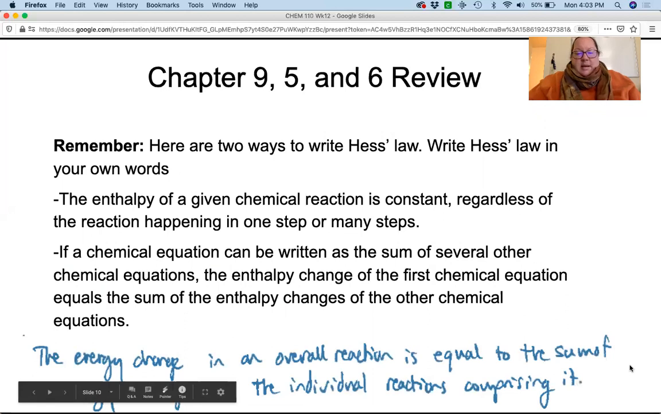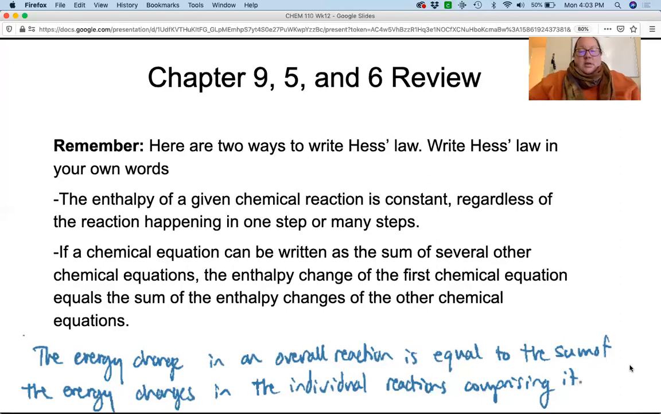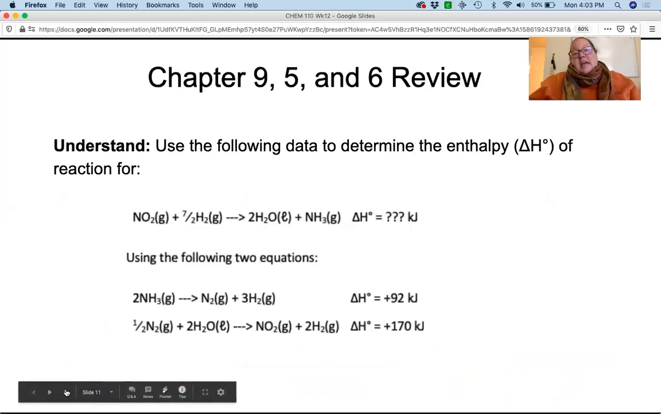Here's the way I think about it. The energy change in an overall reaction is equal to the sum of the energy changes in the individual reactions that make it up. So another way of saying this is the beginning and the end are the only pieces that matter. The steps that we take in the middle to get there don't matter. And so our Hess's law can be the sum of everything as long as our final outcome is the equation that we desire. So let's put that into action.